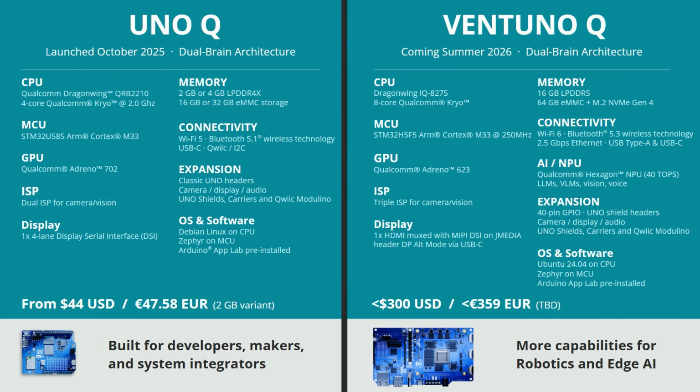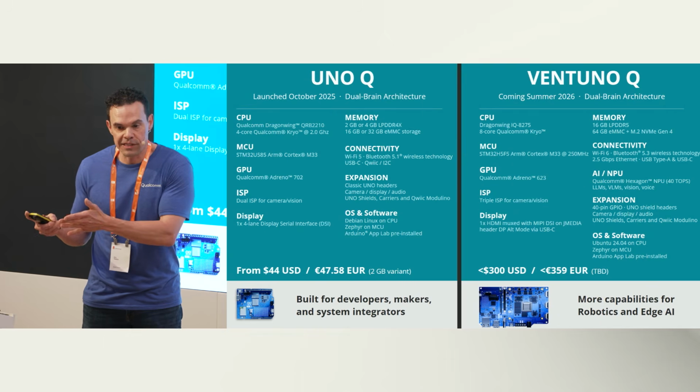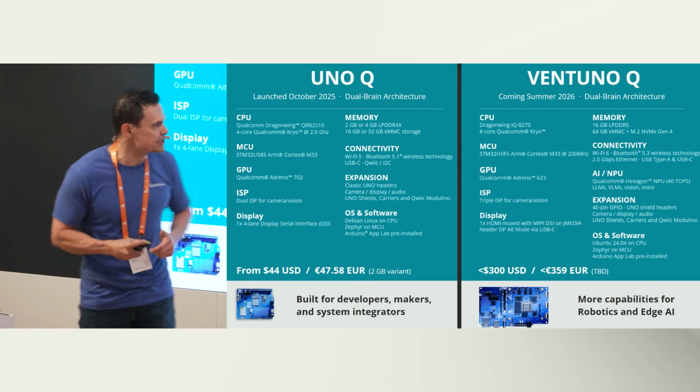The really exciting thing, though, is the VENTUNO Q is introducing a Qualcomm Hexagon NPU, neural processing unit, with 40 TOPS of AI performance. This is great for LLMs, VLMs, vision, voice. You can run those AI workloads on the application processor side and then control like a robot on the MCU side with real-time deterministic control.